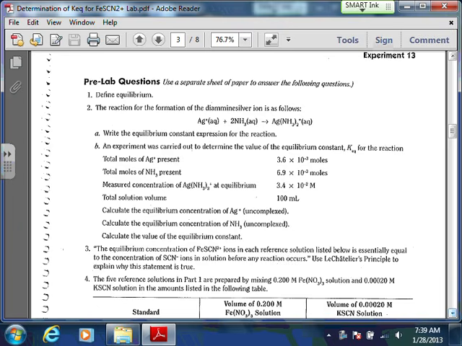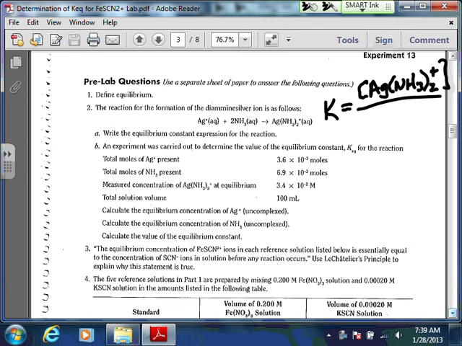Although, I guess for the next part, if we're going to go through this together, we probably need to go over this. So the K is going to be equal to the concentration of the product, Ag(NH3)2+ over Ag+ times NH3 squared. Okay, so that's our equilibrium constant expression.